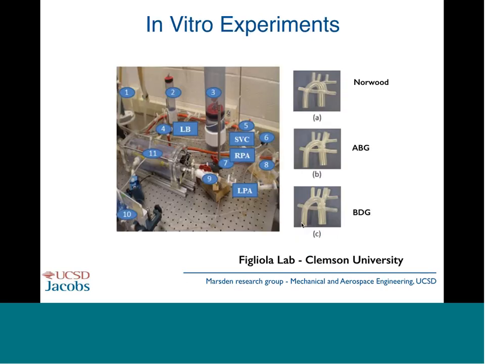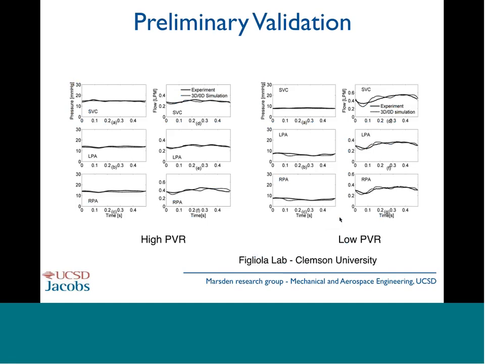I just wanted to give you a glimpse at the in vitro experiments. These are from the lab of Richard Figliola at Clemson, and they have a mock circuit closed loop setup where they've already evaluated the ABG concept. We've been collaborating with them on this, looking at the traditional VT shunt Norwood procedure versus the ABG and the bidirectional Glenn. We've done some preliminary comparisons with their experiments showing very good agreement. We've also looked at varying some of the design parameters.